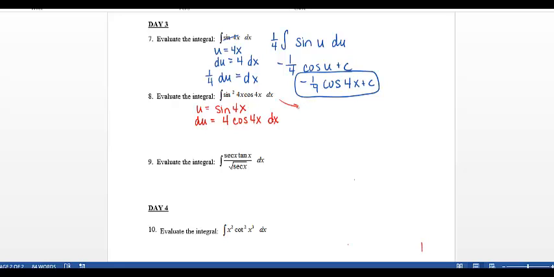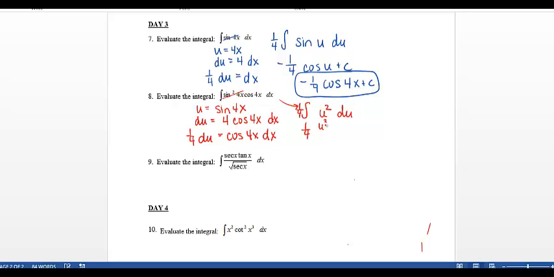When you go to rewrite this, you get u squared. That takes care of your u. You just want cosine 4x dx, so we'll bring the 1/4 over. And I'll put a 1/4 du on here.